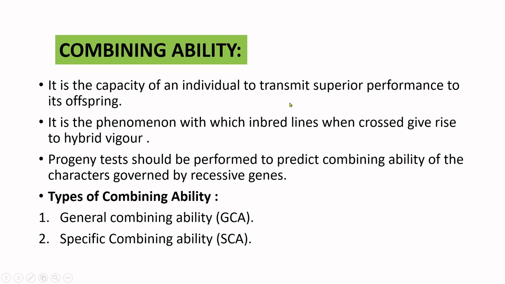Okay, so what is combining ability? It is the capability of an individual parent to transfer its traits into their offspring. It also means the compatibility between two parents and fruitfulness of the F1 hybrid formed from crossing two parents, which usually means hybrid vigor itself, or you can call it heterosis. And progeny tests should be performed.